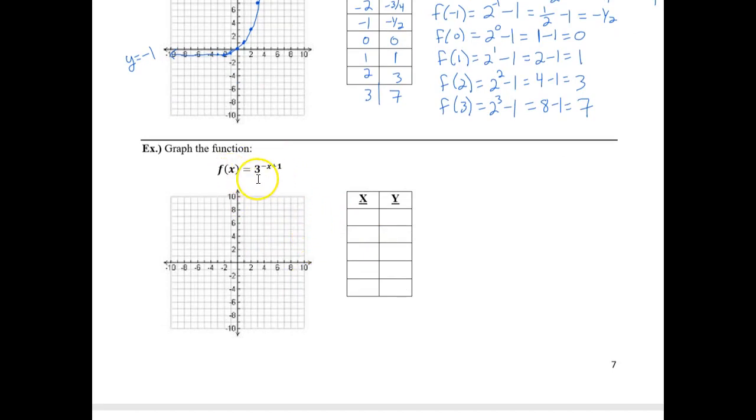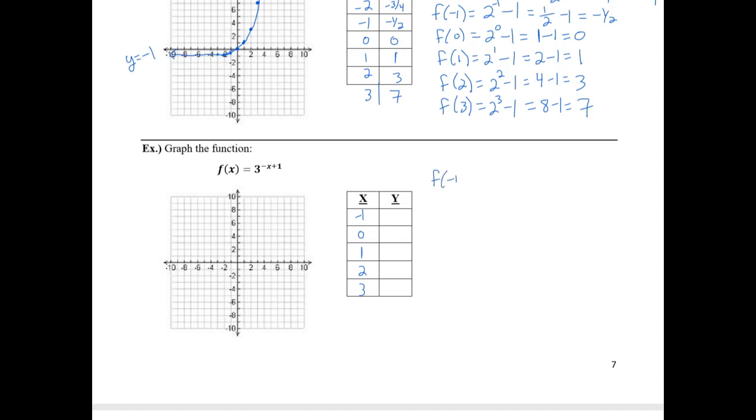F of x equals 3 to the -x plus 1. So I'm looking at that and I'm saying, well, what would I put in here to make this exponent 0? Well, if I put a 1, it'd be -1 plus 1. So that's where I'm going to start. I'm going to put that in the middle here. I'm going to put just a 1. And then I'll go down. So 0, -1, and I'll go up 2, 3.